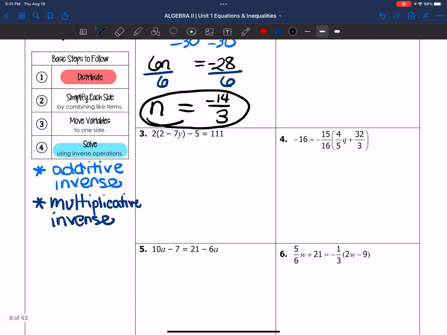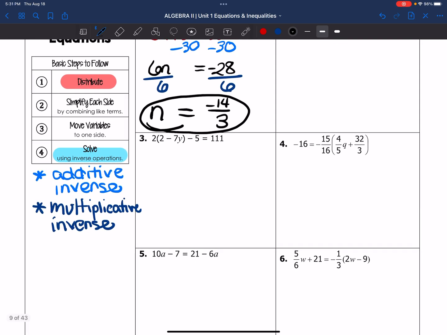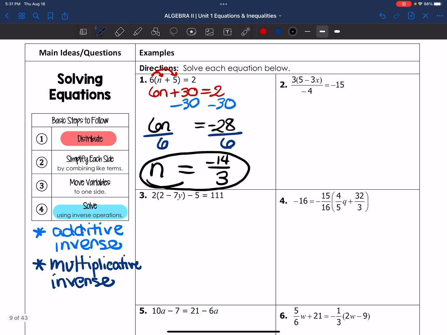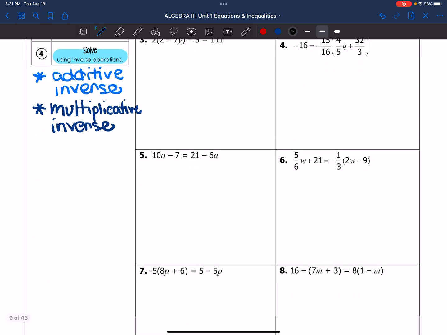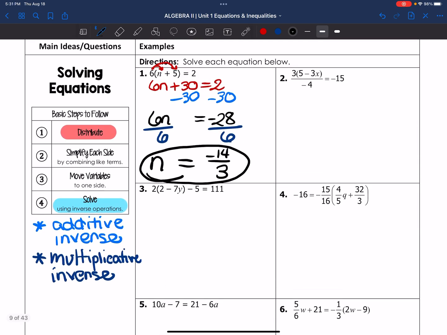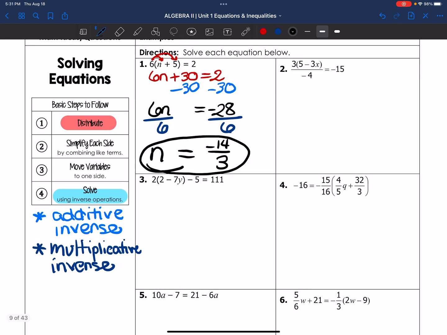Let's go ahead and look now at this third example. We'll do a few of the evens here in the video and then do odds when we meet together. So let's go ahead and look at this first one. I've got parentheses once again. So I'm looking here at the top. Yes, we need to distribute. Let's go ahead and do that.